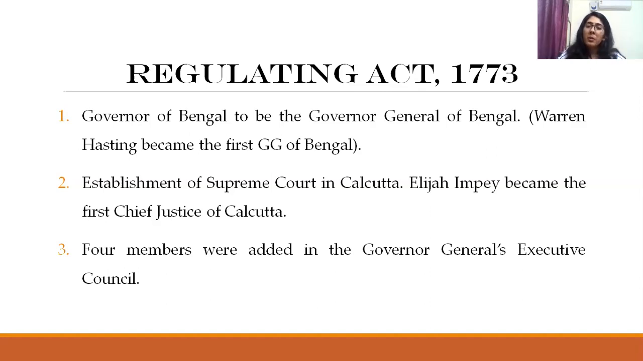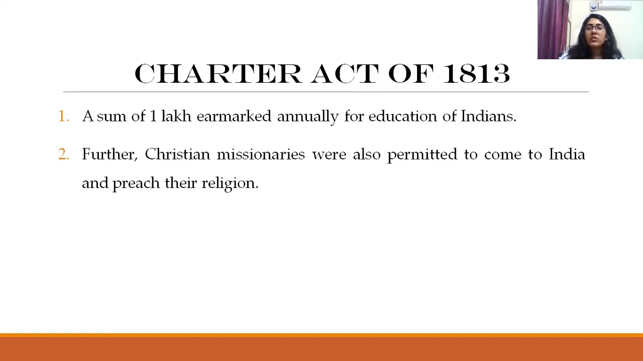Then 4 members were added in the Governor General's Executive Council. Now these are some factual informations that you need to remember. Otherwise, there's nothing much to remember or to understand the concept. You just have to remember these 3 points, because in a lot of examinations, specifically ALIT, they do ask such kind of questions. Now, Charter Act of 1830.